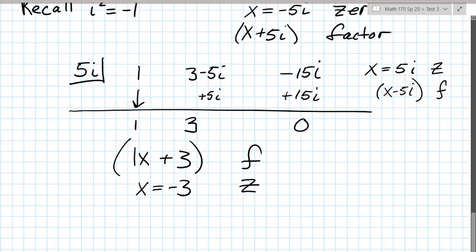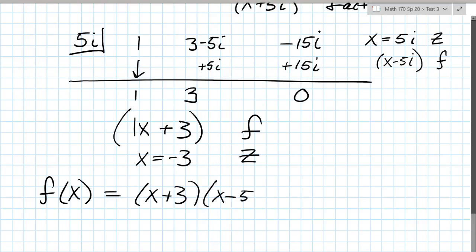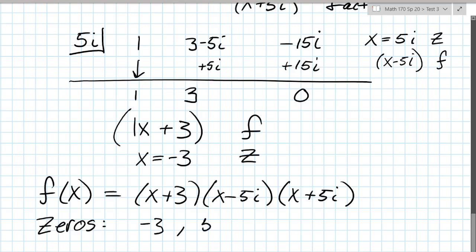So depending on what this question was asking, if it asked us to factor completely, then our problem is now factored: x plus 3, x minus 5i, x plus 5i. If it asks for the zeros, then the zeros are negative 3, 5i, and negative 5i.